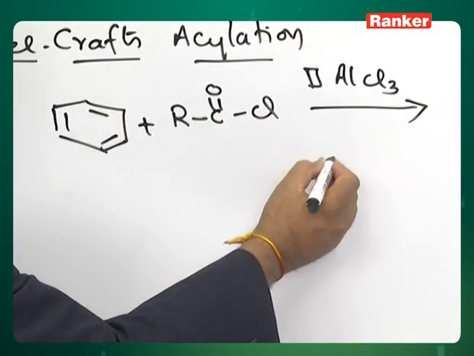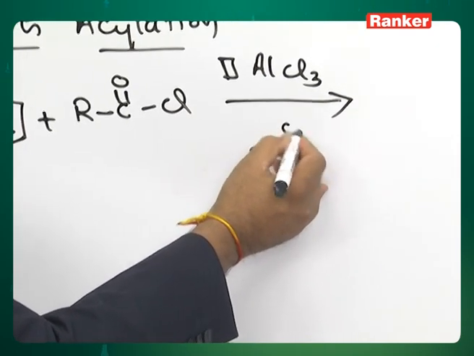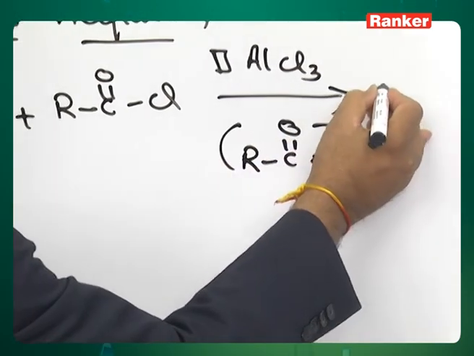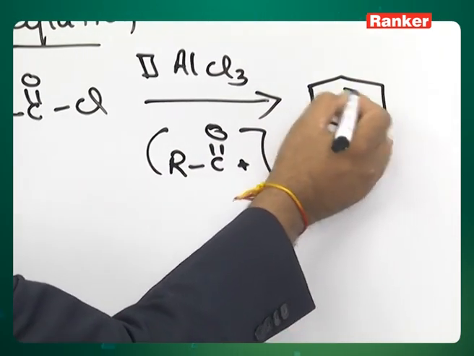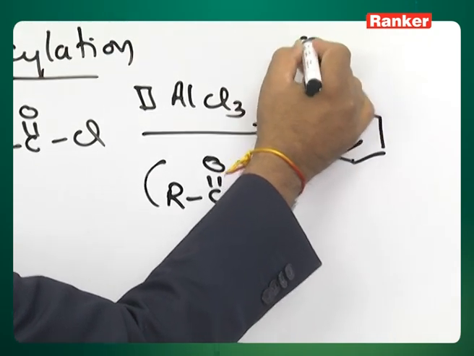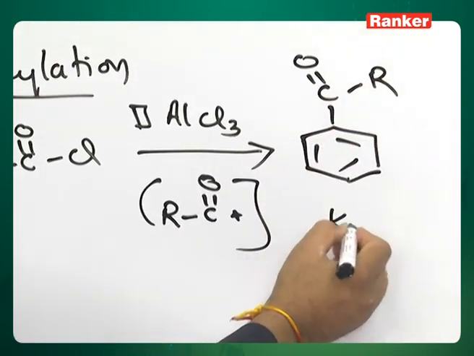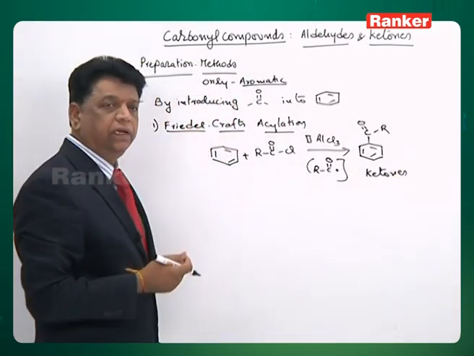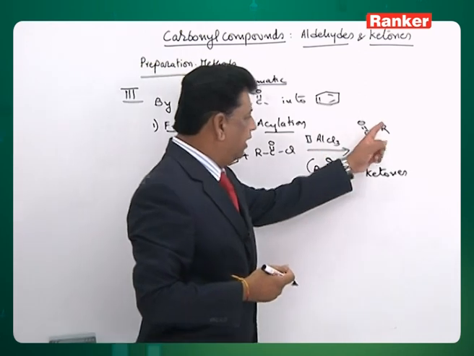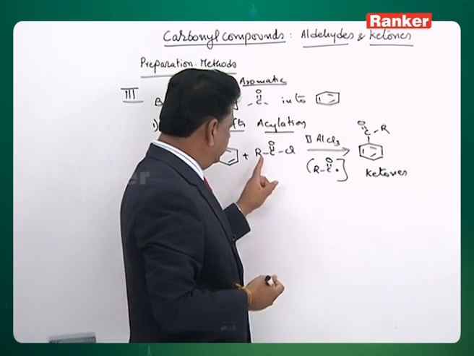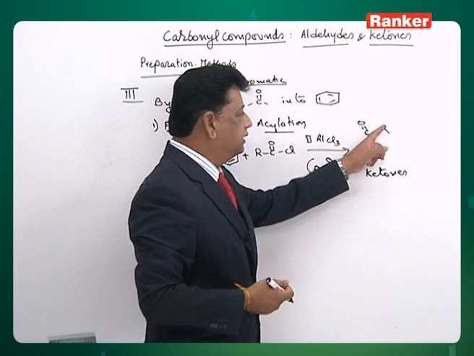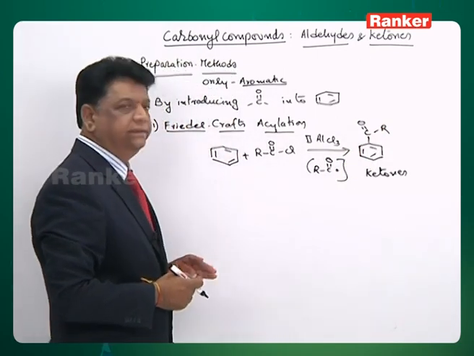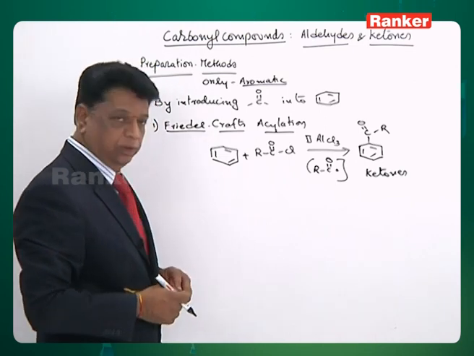The RCO plus is actually the attacking species. This will go and attack on the benzene, and finally you will get an acyl containing benzene. So you get ketones. The method is useful for aromatic and aliphatic, or on the other side you can take that also aromatic, then both sides aromatic type of ketones will be formed. But for the aldehydes, the method is not suitable.